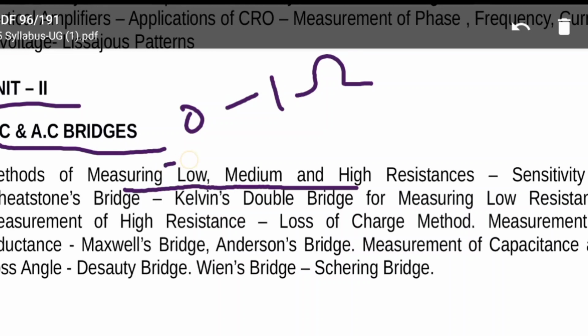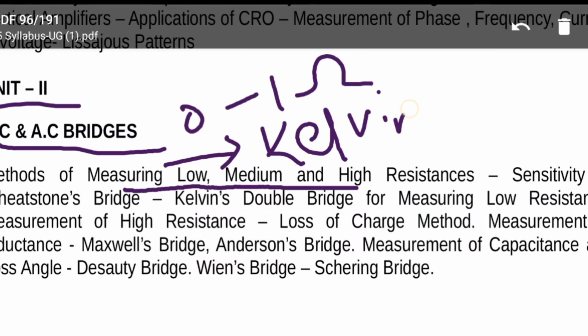Medium resistance can be measured by using Wheatstone bridge, whereas low resistance can be measured by Kelvin's double bridge. Kelvin's double bridge is used for measurement of low resistance. Whereas for medium resistance there is the Wheatstone bridge method, ammeter voltmeter method, so many methods. I already made a video on DC and AC bridges. You can check in the playlist.